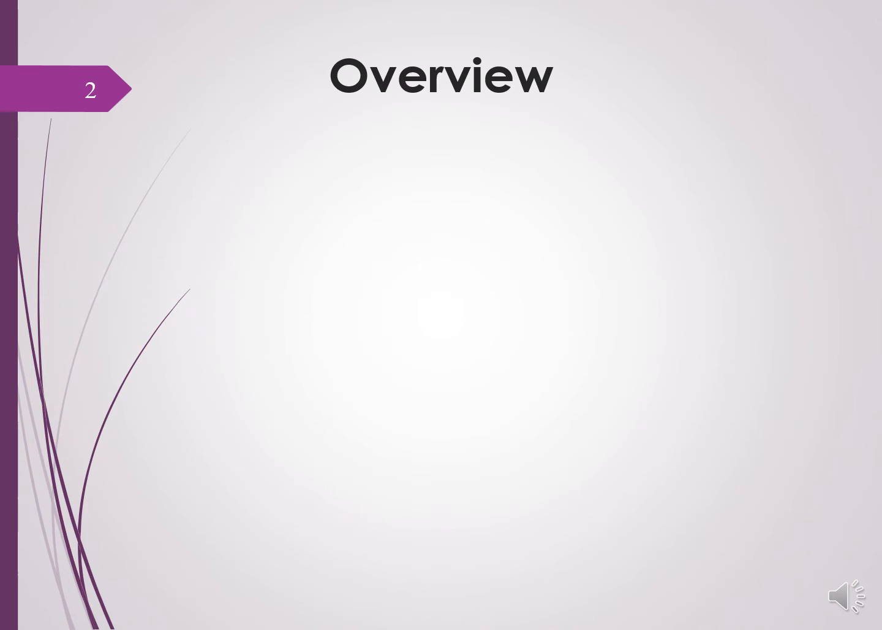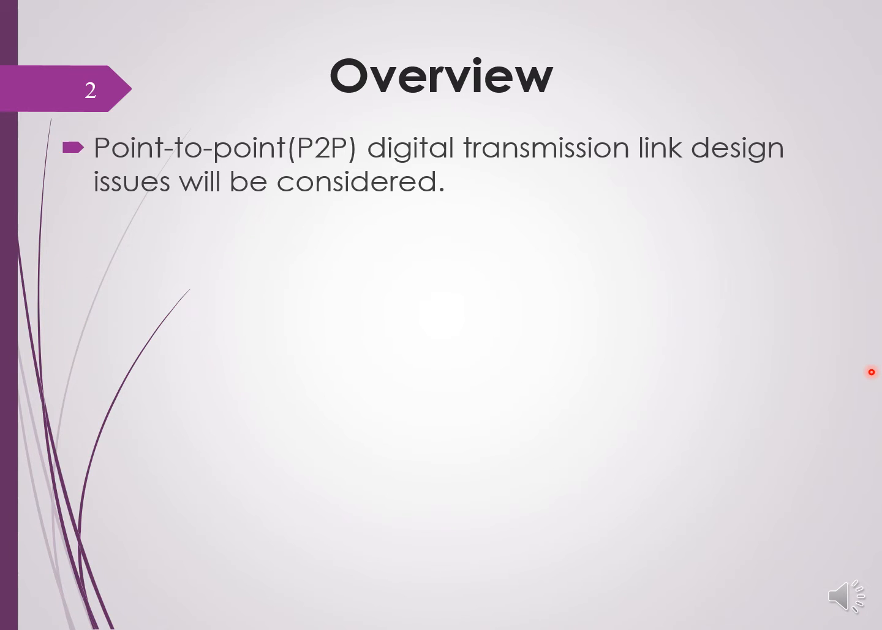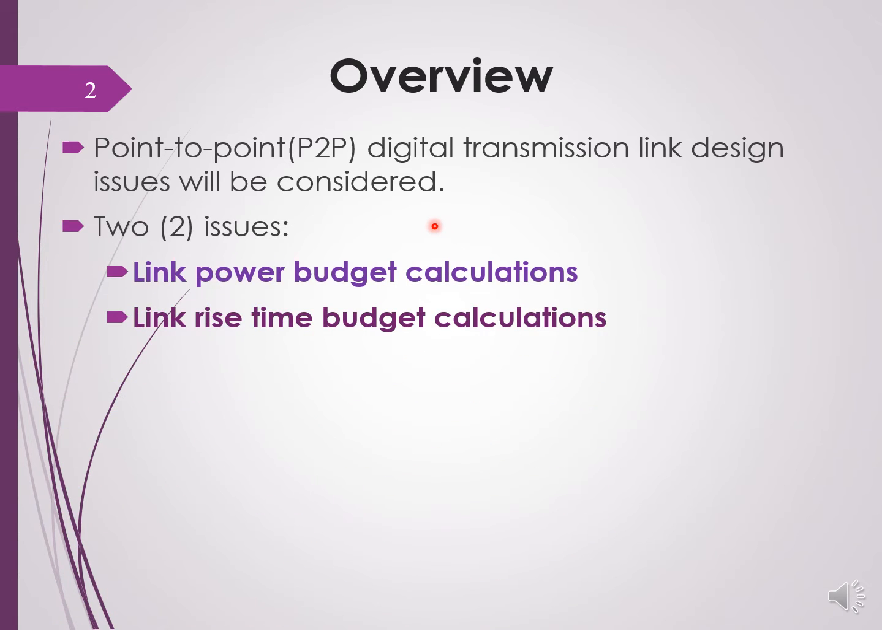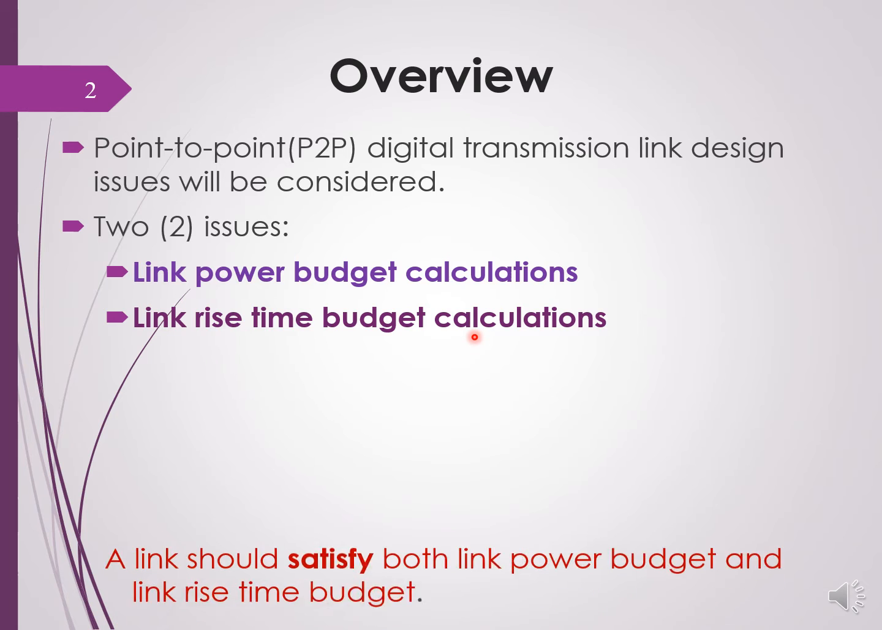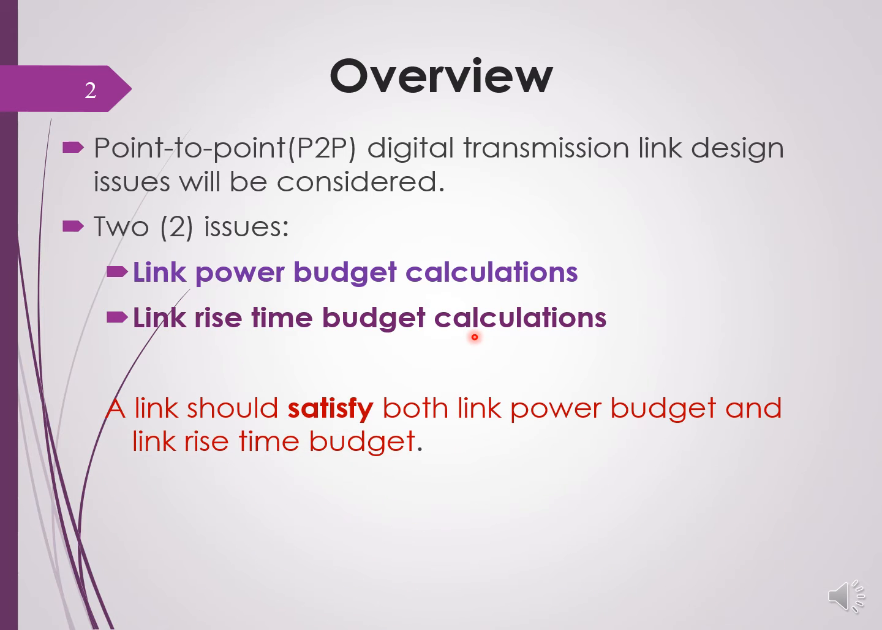Okay, now let us see the overview of this chapter. So basically, in this chapter, you will design a point-to-point digital transmission link. Okay, and there are some issues that you need to consider. So these are the two issues. The first issue is the link power budget calculations, and the second issue is the link rise time budget calculations. So in order to ensure that your design is viable, you need to satisfy both the link power budget and also the link rise time budget.